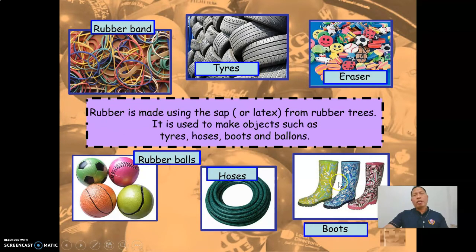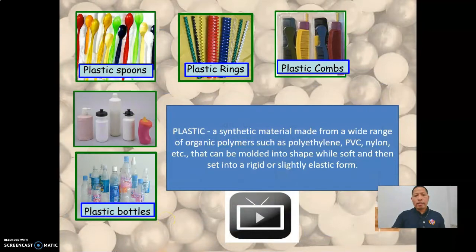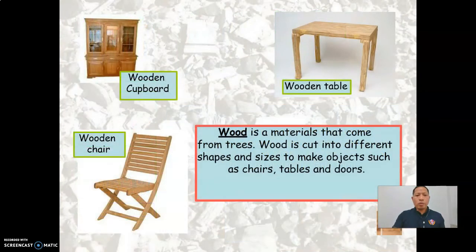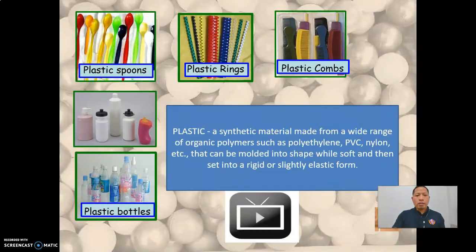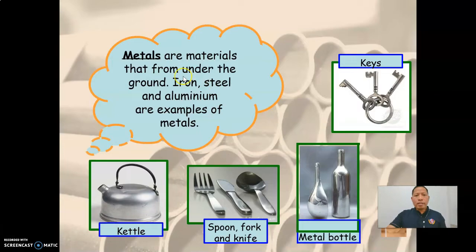So what is the first one? First one is wood. The second one is plastic. Plastic, right? Yes. And the first one again, wood, plastic, and rubber. So how about the next one?